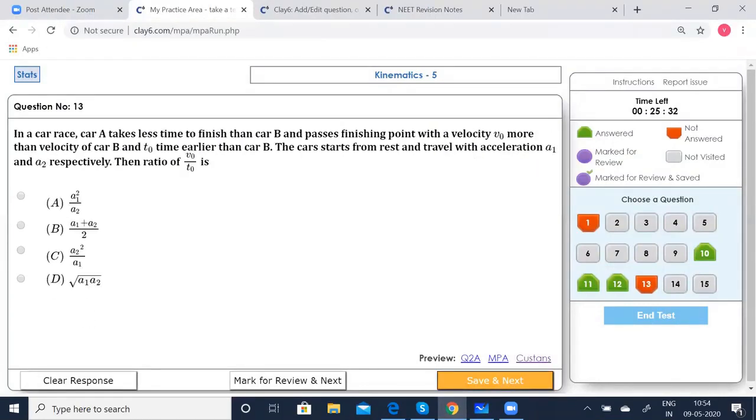In a car race, car A takes less time to finish than car B and passes the finishing point with a velocity v0 more than the velocity of car B, and t0 time earlier than car B. The cars start from rest and travel with accelerations a1 and a2 respectively. Then the ratio of v0 by t0 is... Let's quickly solve that.